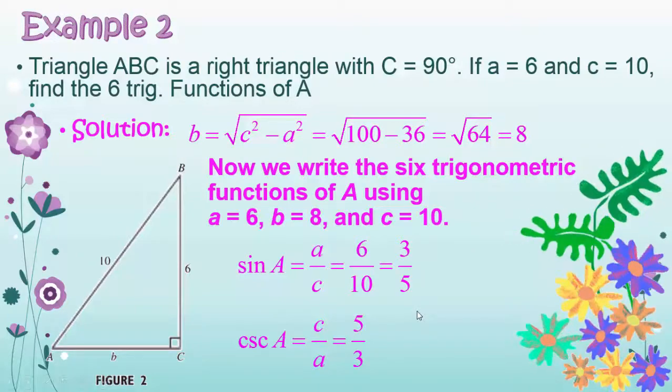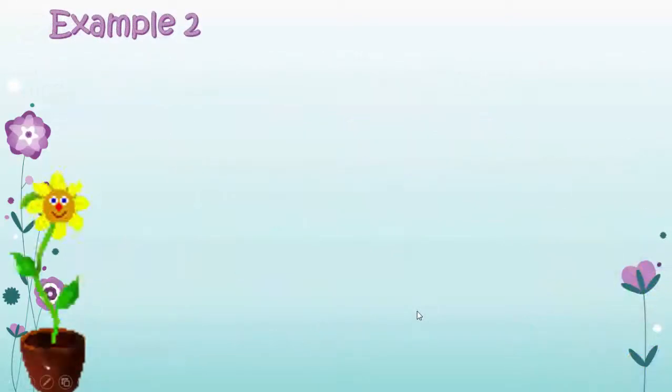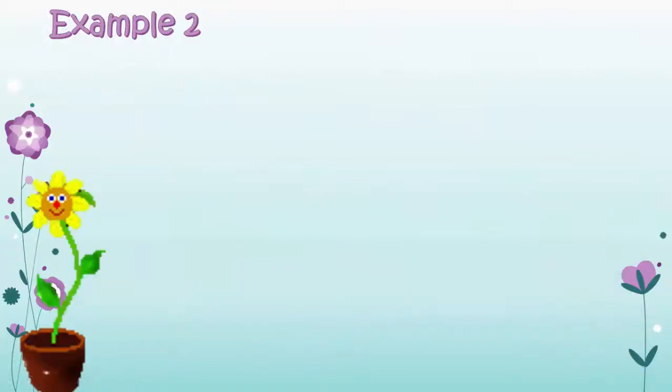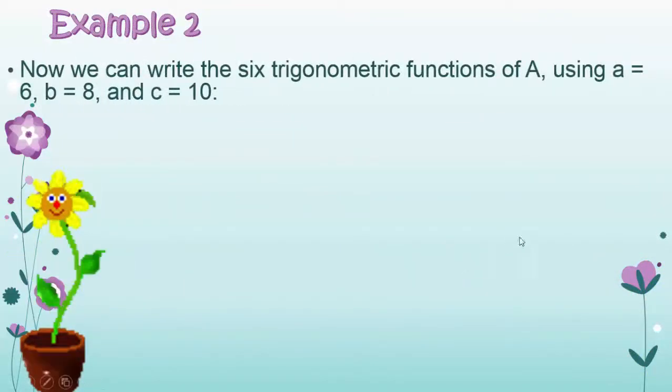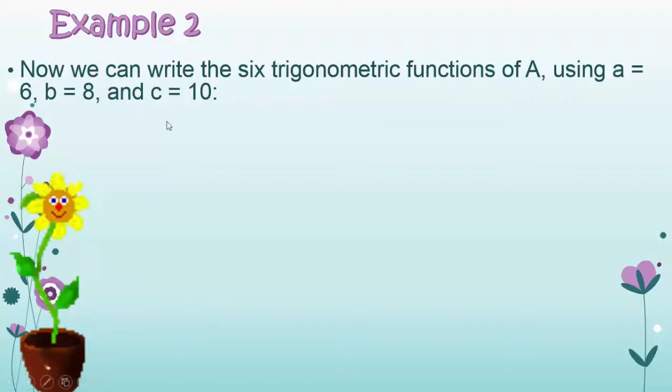So going through all 6 of them, we can see that we've figured out the 6 trigonometric functions of A. We're going to use the small a, the one that's opposite the angle, is 6. The one that's adjacent to the angle is 8. And then our hypotenuse will be 10.